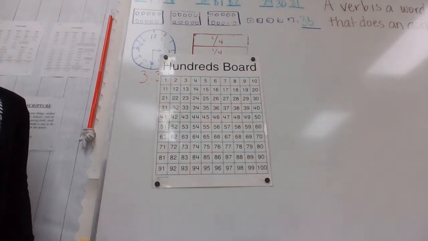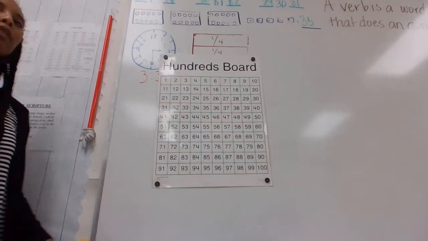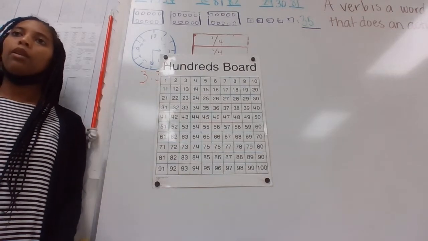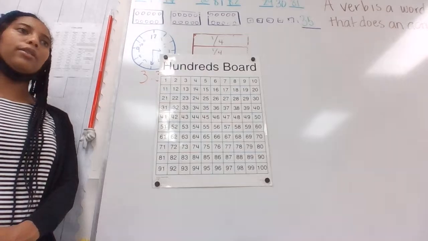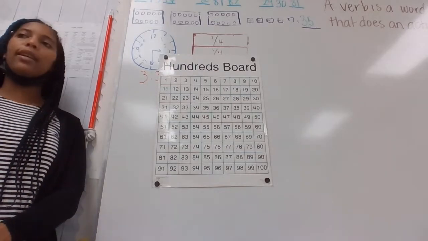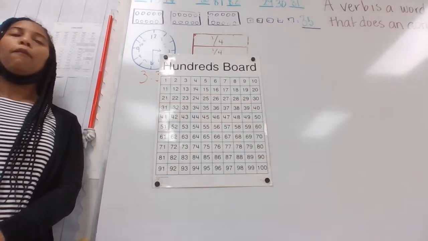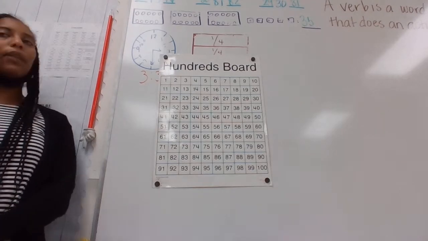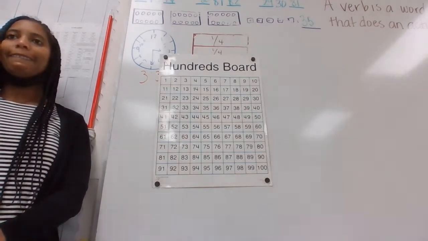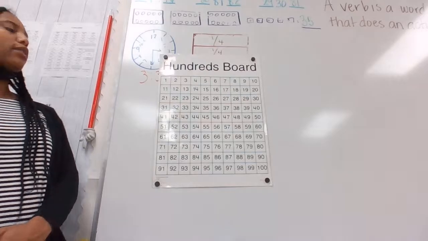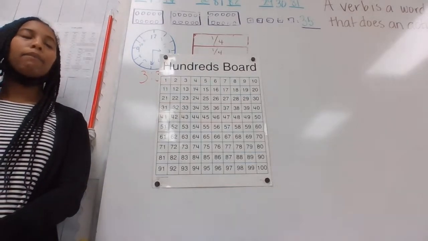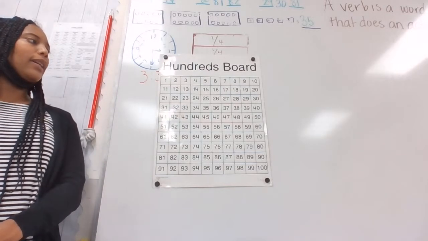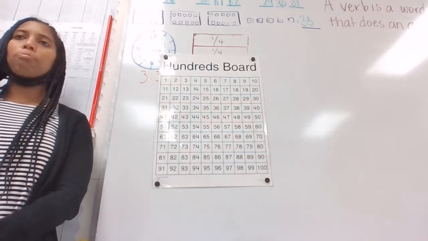Okay, so now I'm going to ask you some. What would be 10 more than 36? 10 more than 36. You find it on the chart yourself. 10 more than 36? 46. 10 more than 79? 89. 10 more than 23? 33. 10 more than 52?